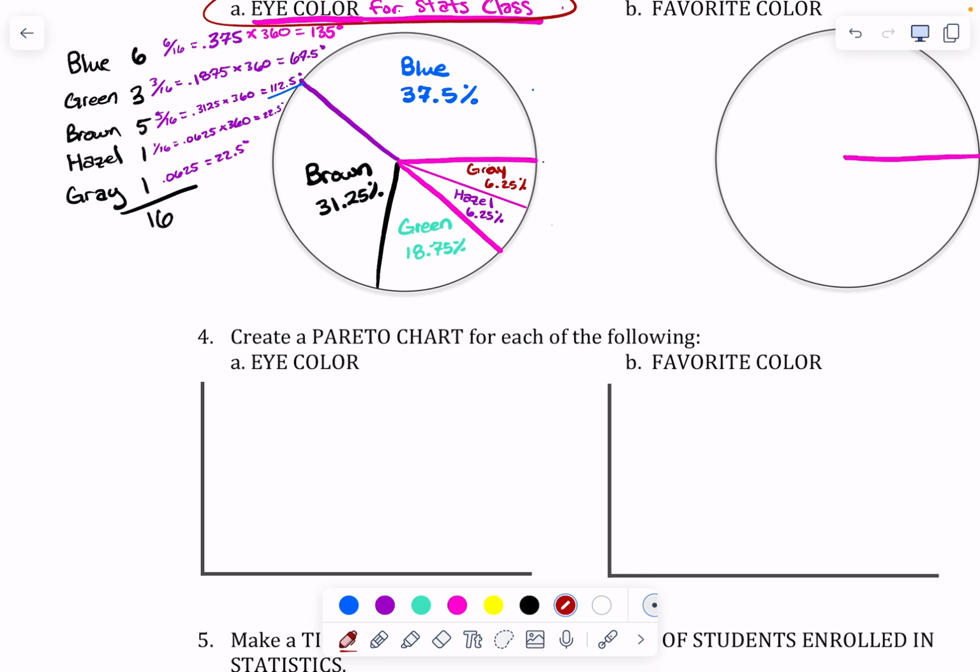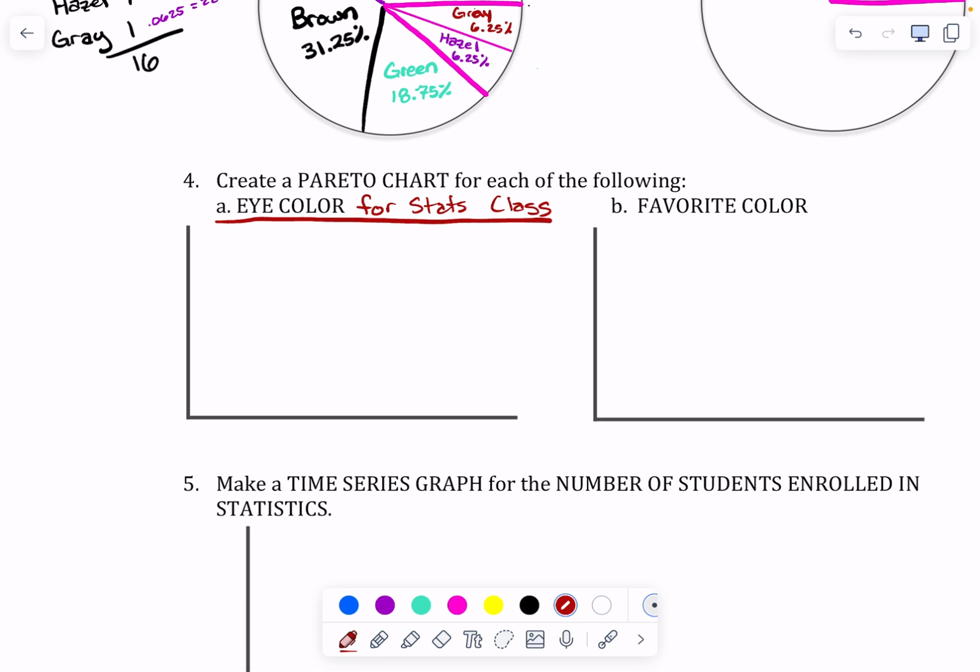Now, fancy. We're going to do eye color for a Pareto chart. So I'm going to say eye color for stats class. But what is a Pareto chart? It sounds like burrito. It's a bar graph where the bars don't touch, and you start with the tallest one first.